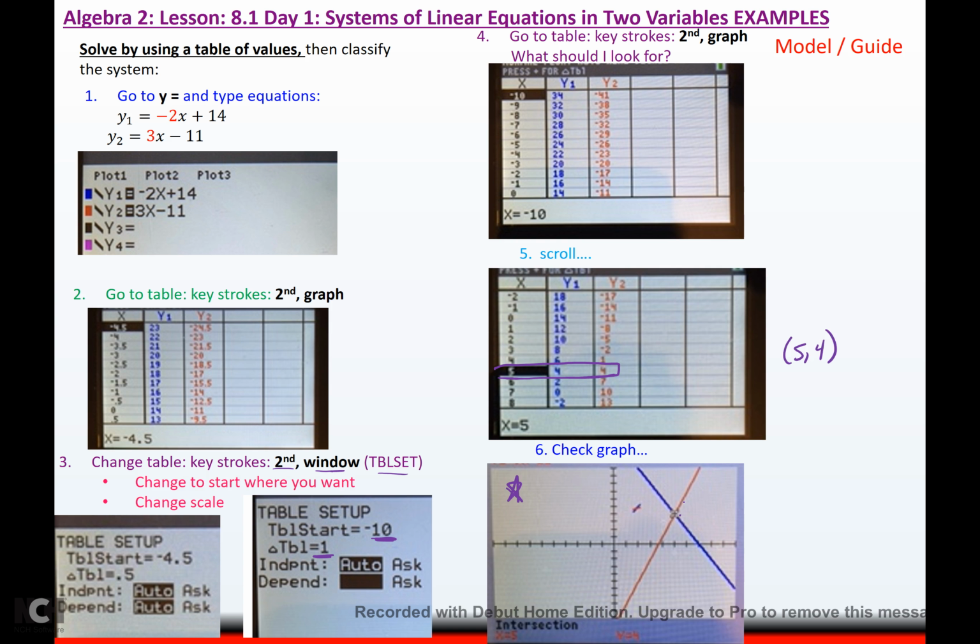But on your tests and things like that, they're just going to give you, you won't have the graph, you won't be able to get the graph. All you'll be able to see is the table of values. I don't even know if they'll give you the equations, but if you see a table of values and you're supposed to solve or figure out the solution, it's wherever the y values match. And then the answer is that x and that y.